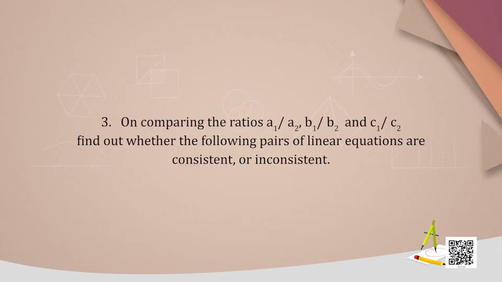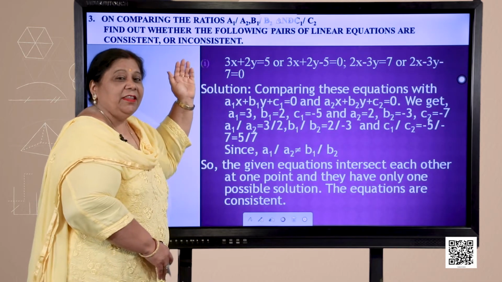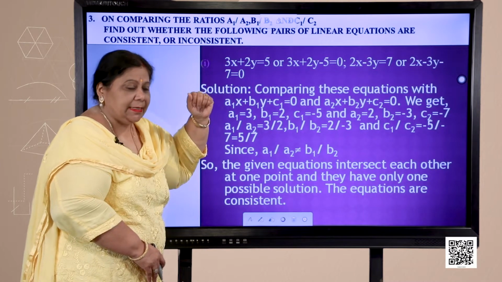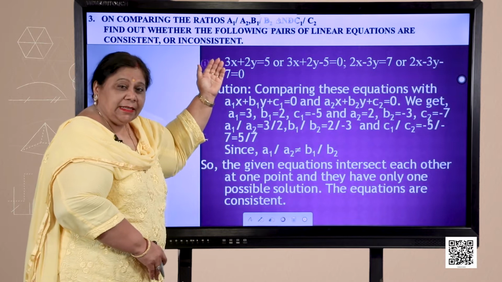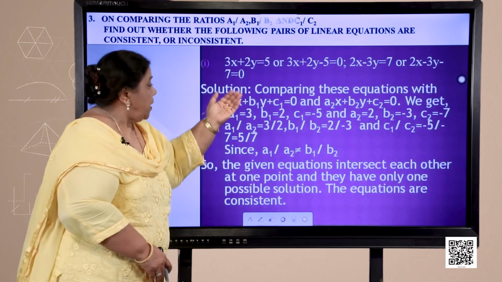Here it goes. On comparing the ratios a1 upon a2, b1 upon b2 and c1 upon c2, find out whether the following pairs of linear equations are consistent or inconsistent. You remember, we say consistent when the pairs of equations have a unique solution or infinitely many solutions, and we call them inconsistent when they have no solution. Okay, let us see the first part.